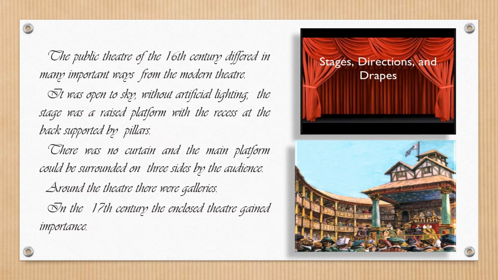Let's see how the theatre was in the 16th century. The public theatre of the 16th century was different in many important ways from that of the modern theatre. It was just open sky without any artificial lighting, and the stage was just a raised platform with a recess, that is a wall at the back supported by pillars. There was no curtain to the main platform, and it was surrounded on three sides by the audience. Also there were raised galleries, and people used to sit there and watch the drama.